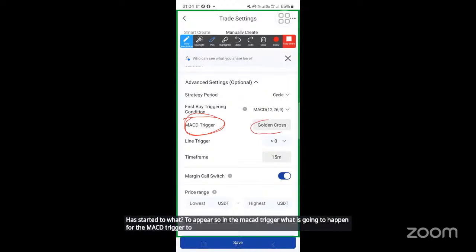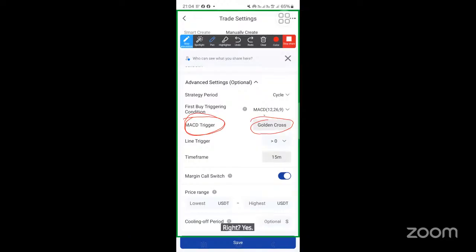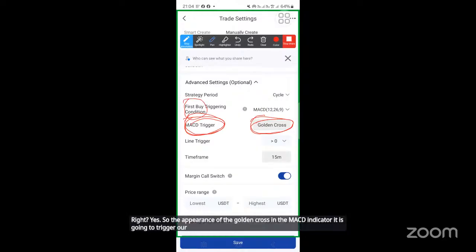So in the MACD trigger, what is going to happen for the MACD trigger to happen? We need a golden cross, the one we were explaining, right? Yes. So the appearance of the golden cross in the MACD indicator is going to trigger our first buy-in amount, entering the market. That is the MACD, right?